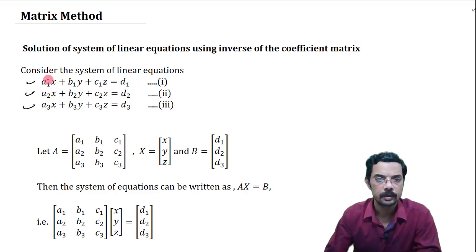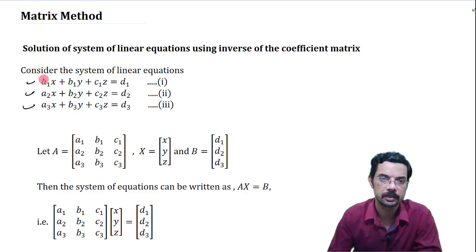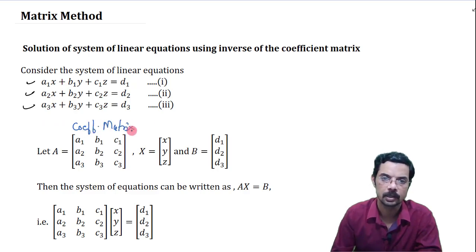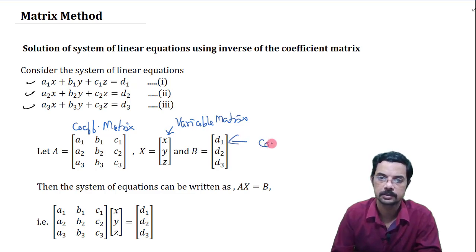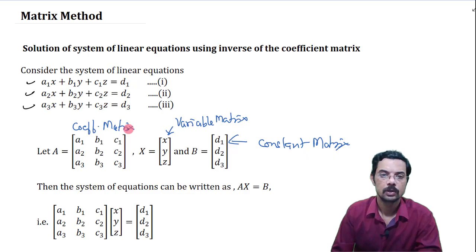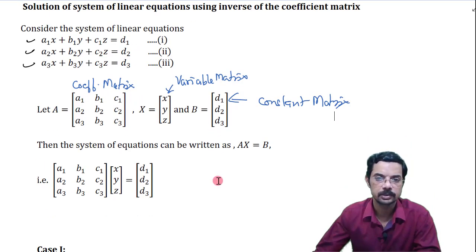Next, we prepare A as the coefficient matrix. What is the coefficient matrix? The coefficient matrix is a1, b1, c1, a2, b2, c2, a3, b3, c3 written here. This is the variable matrix, and this is the constant matrix. The constants we write in such a way that they are on the right hand side.